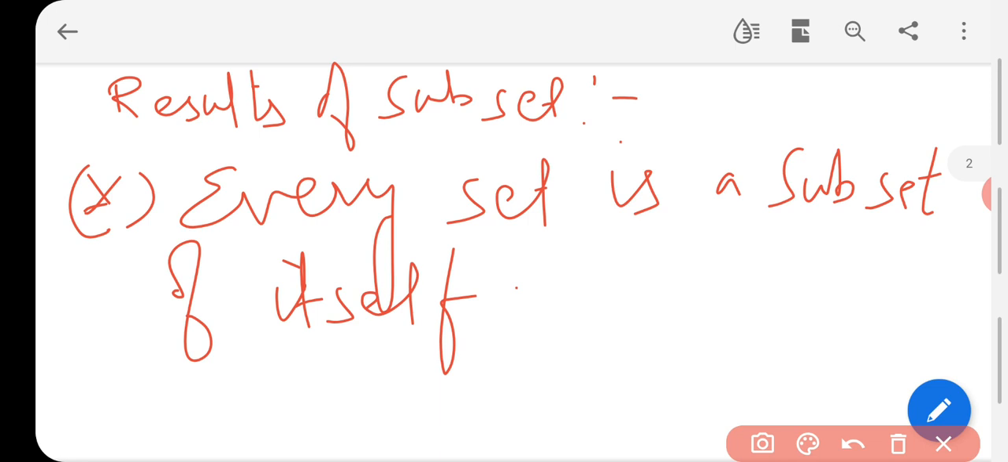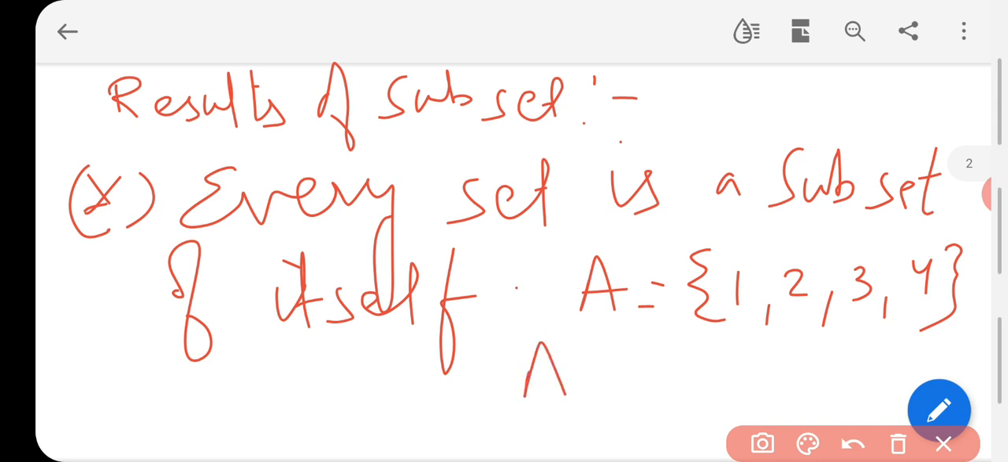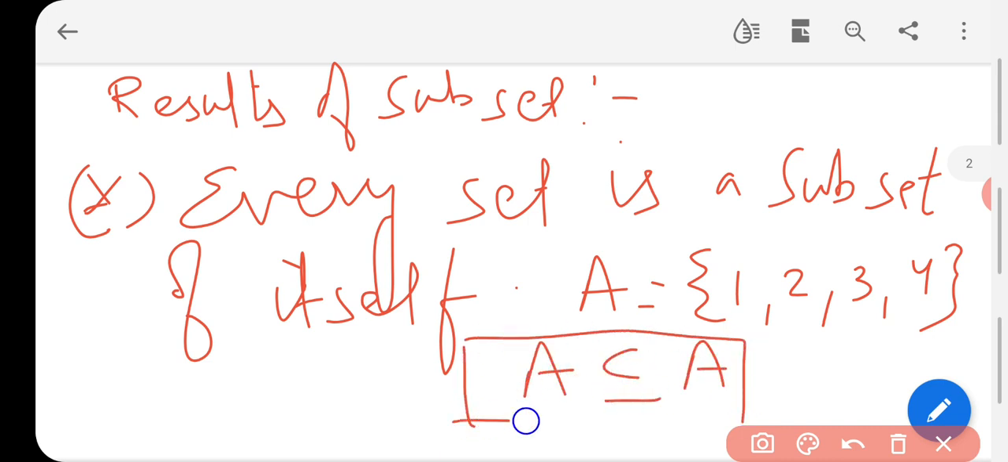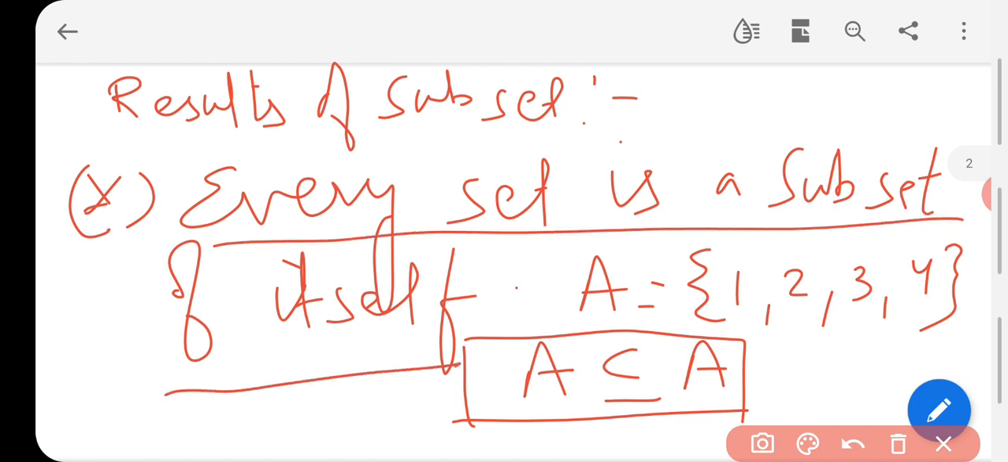Okay, what does it mean? Let's say we have a set A. Okay, A is any set. So each element of A is clearly in A itself. For example, if in set A we have 1, 2, 3, 4, it means all these elements appear in the set itself. So A is a subset of itself. So please learn this result: every set is a subset of itself.